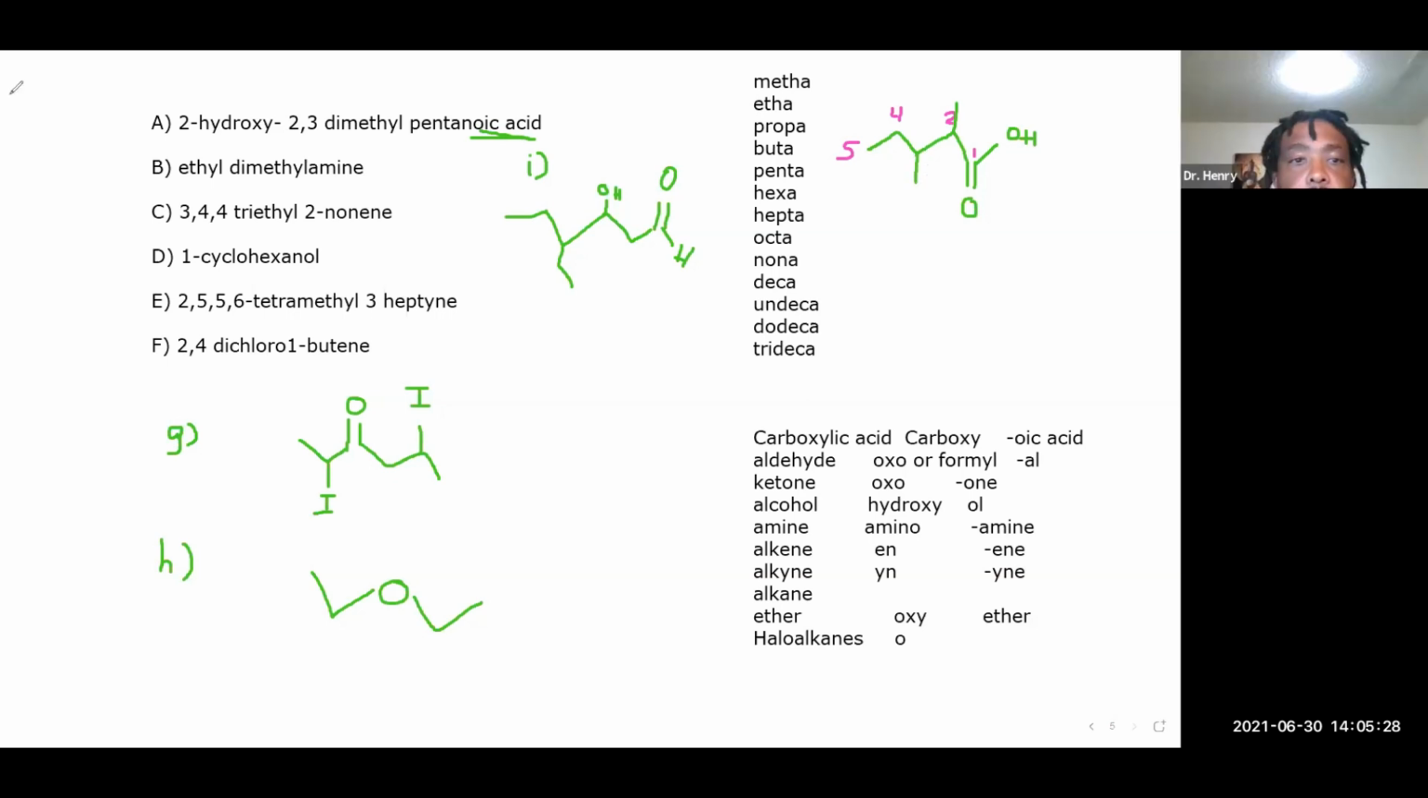Okay, and then what about that hydroxy group? What is a hydroxy group? What does that look like? Yeah, alcohol. So it's OH. It's going to be here off the second carbon, right? As well.